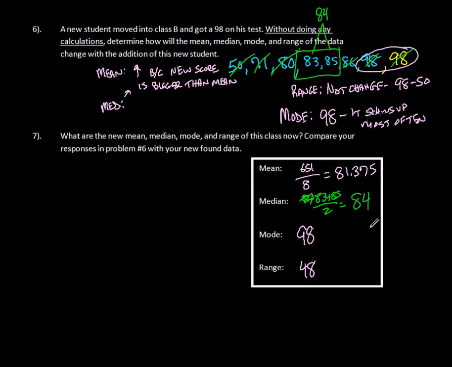And then he said, check your responses here with what you said in number 6. The mean definitely went up like we said it should. The median went up like we said it should. The mode is now 98 because it's now most often. The range did not change. It was still 48. Perfect. There you have it, and best of luck on this new test.